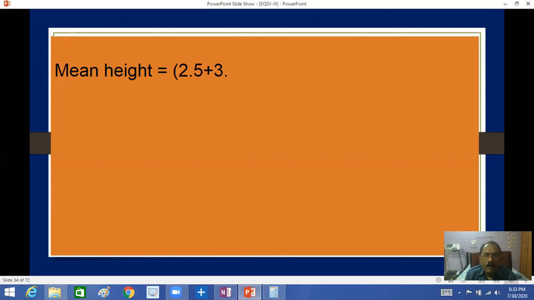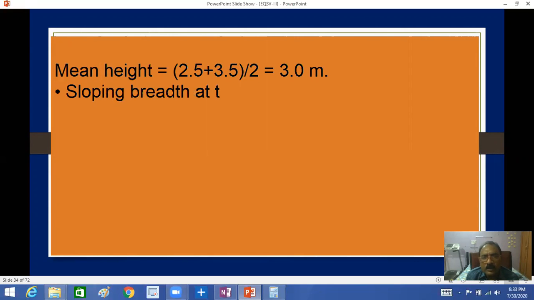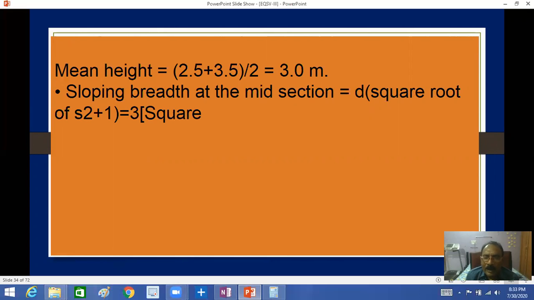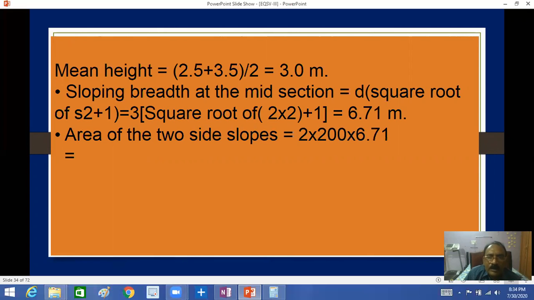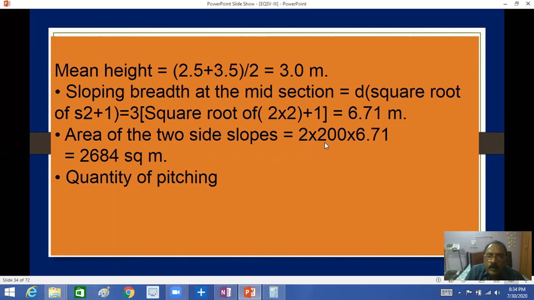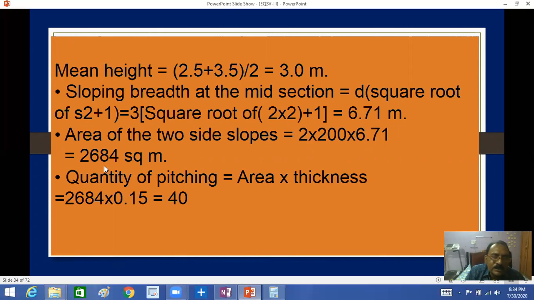Here the mean height is D1 plus D2 by 2, that is 2.5 plus 3.5 by 2, which is 3 meters. The sloping breadth at the midsection equals D into under root S squared plus 1, so we got 6.71. The area of two sides equals 2 into 200 into 6.71, and you got 2684 square meters.